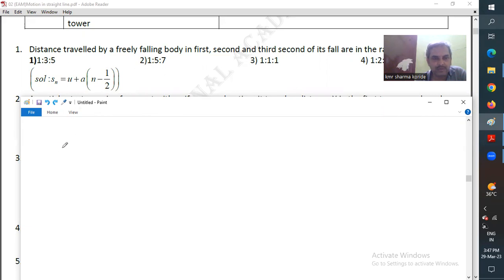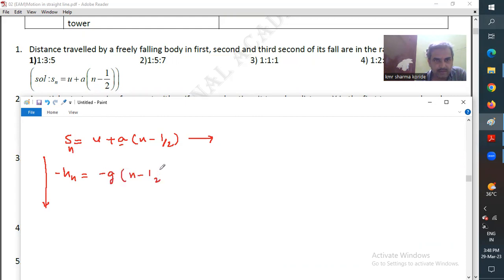So the equation required to get the answer of this particular question is S_n, the distance traveled in the nth second, equals u plus a times (n minus half). This is when a body moves along a straight line. But since it is the case of a freely falling body, u becomes 0. So let us say h_n is equal to, because it has to travel distance in vertical direction downwards, so as per sign convention it will be negative, distance will be negative while coming down, acceleration taken as acceleration due to gravity, times (n minus half). So minus minus get cancelled.